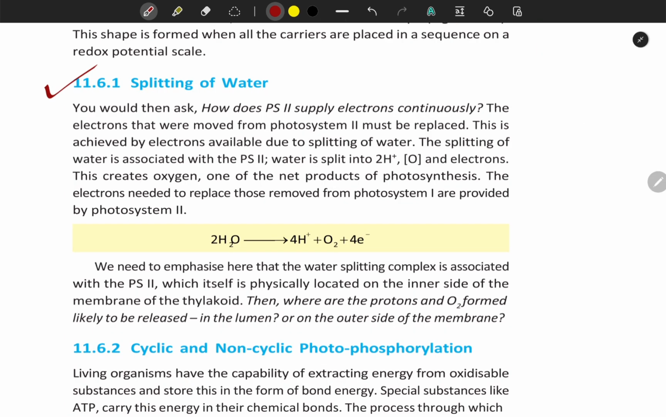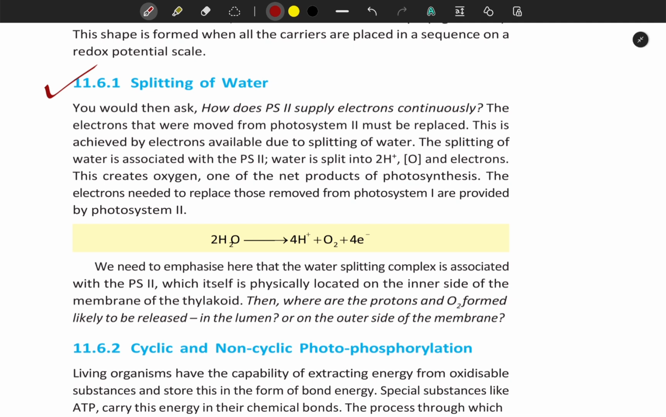You would then ask, how does PS II supply electrons continuously? The electrons that were moved from photosystem II must be replaced. This is achieved by electrons available due to splitting of water. The splitting of water is associated with PS II. Water is split into 2H+, oxygen and electrons. This creates oxygen, one of the net products of photosynthesis. The electrons needed to replace those removed from photosystem I are provided by photosystem II.